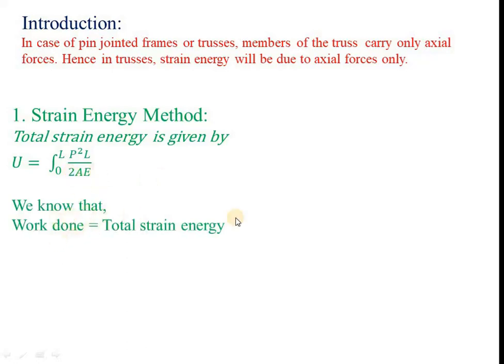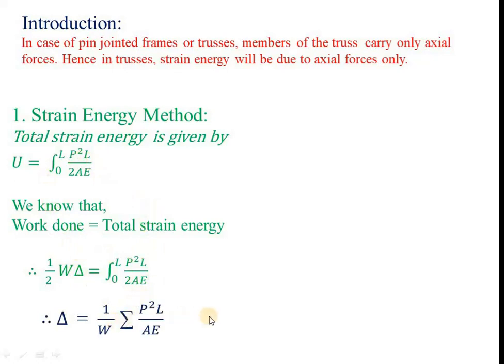We also know that work done is equal to total strain energy. Therefore, work done is 1 by 2 into W into delta, because it is average loading. So it is (0 plus W) by 2, that is 1 by 2 W into deflection. That is, load multiplied by deflection gives you work done, which equals the total strain energy. And if you simplify for delta, you are going to get 1 by W into integration of P squared L by AE, or summation of P squared L by AE.